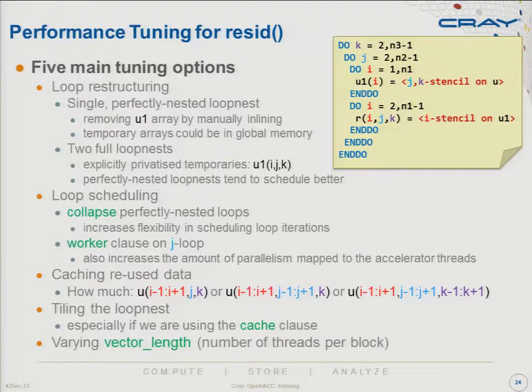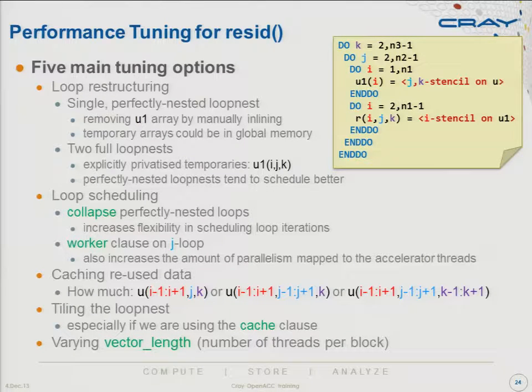Performance tuning, what could we do? Well, let's look at the resid kernel. We've got an outer loop, a middle loop, and then 2 inner loops generating some temporary arrays that are then reused. What could we do?